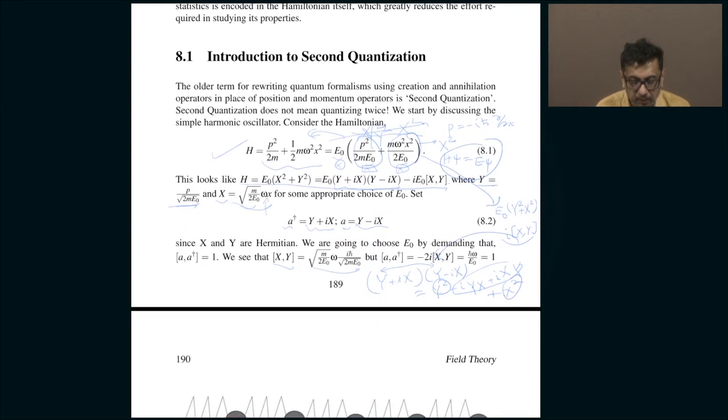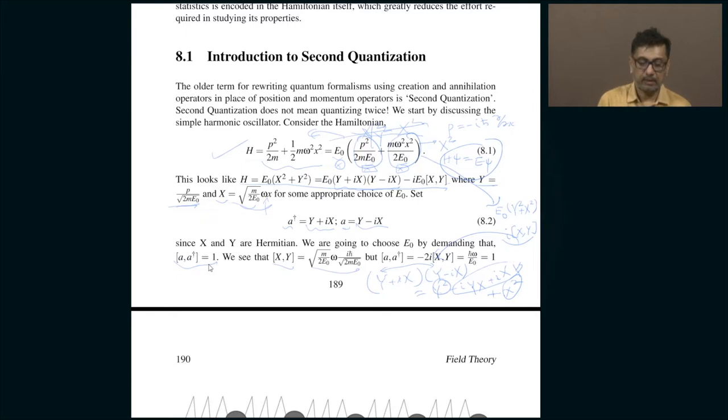Now it is some constant, but what I am going to further demand is this: I introduced this capital E0 arbitrarily. I just said it is positive and non-zero, I did not specify its value. So now I am going to specify this value indirectly. How am I going to specify the value? I am going to force the value to be such that the commutator of A and A dagger is simple. Clearly the commutator of A and A dagger will be non-zero, and the simplest non-zero number you can think of is 1. So I will force the commutator of A and A dagger to be 1.